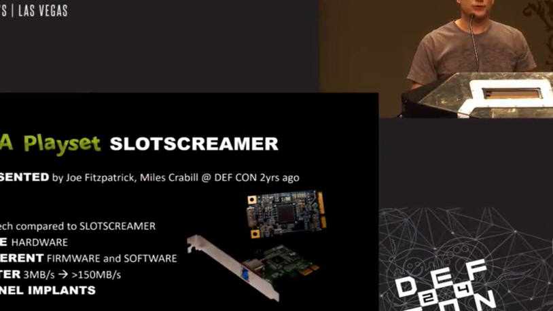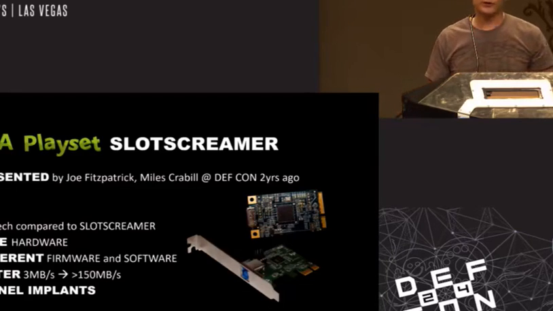If I compare PCILeech to Slot Screamer, it's obviously exactly the same hardware. It's a different firmware and a different software. This also means that if you already do have a Slot Screamer device, you should be able to reflash it and try this software on it. It's faster. The Slot Screamer was able to achieve around 3 megabytes per second, something like that. The PCILeech device is able to achieve well over 150 megabytes per second DMA transfer speeds. The PCILeech is also capable of kernel implants. In fact, it's relying heavily on kernel implants.